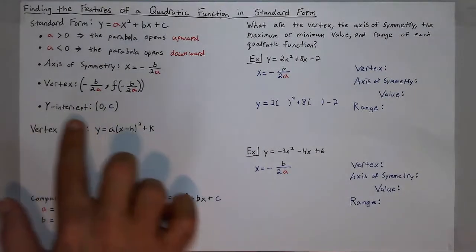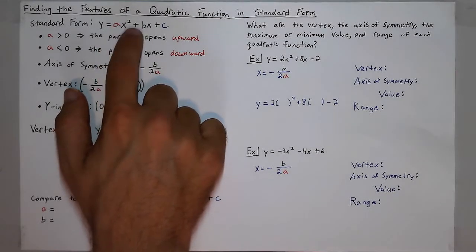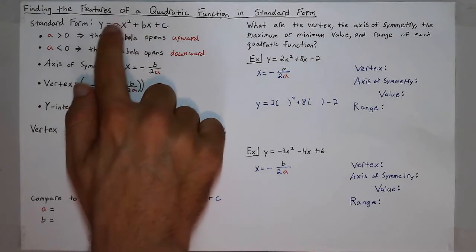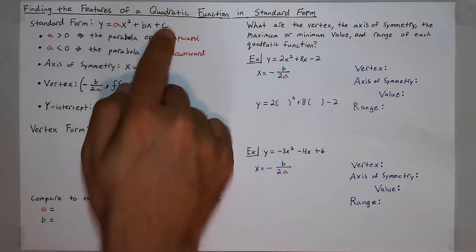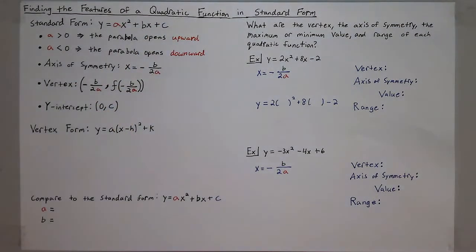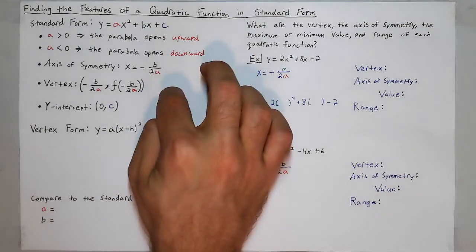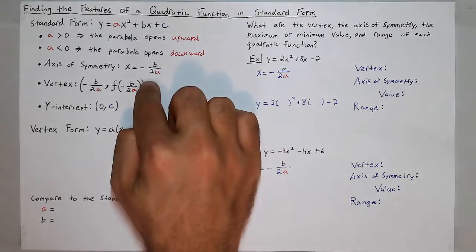And then the y-intercept: if I plug in 0 for x, a times 0 squared plus b times 0 plus c, these two terms go away and you're left with just c, making that c at the end the y-intercept. Now, these third and fourth bullet points are the more interesting bullet points, and I'm going to show you where they come from.